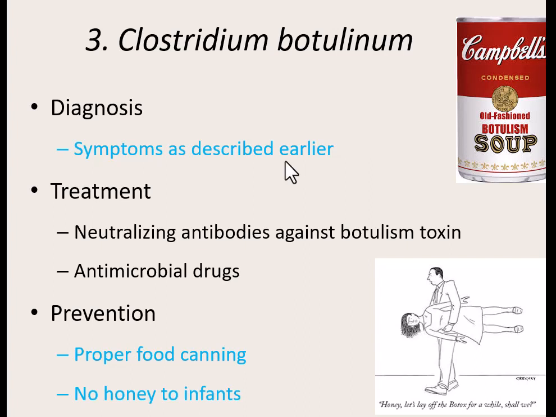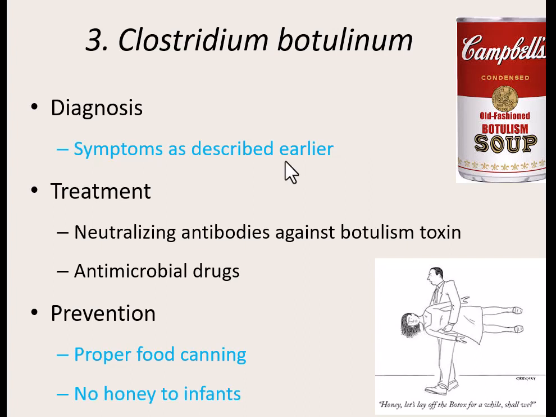So proper canning, there are two ways to can things, boil canning and pressure canning. Pressure canning, just like our autoclaves, you can get up to a higher temperature under pressure for a shorter period of time, and it's going to kill more. But it's fussy and it's a pain, and people would rather not do it. So Clostridium can be killed using a boiling method if it's also an acidic food.